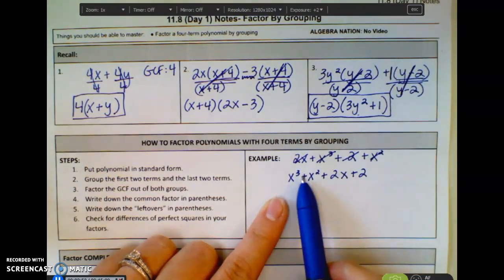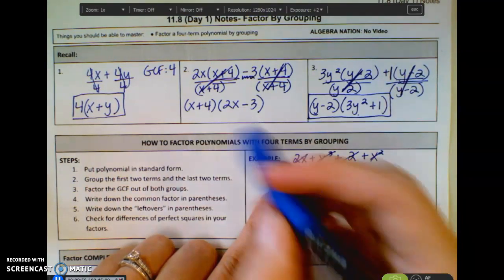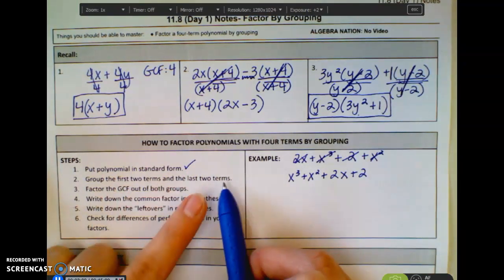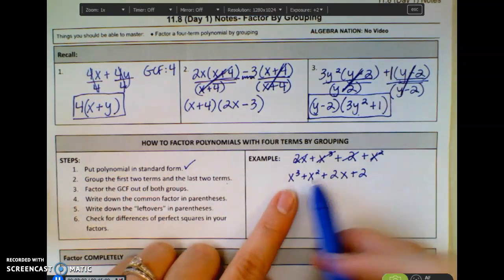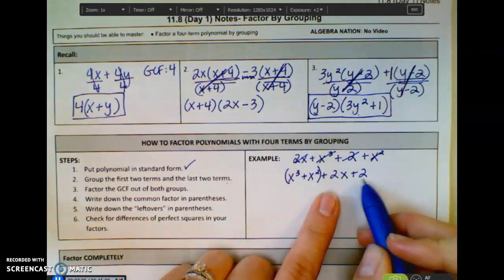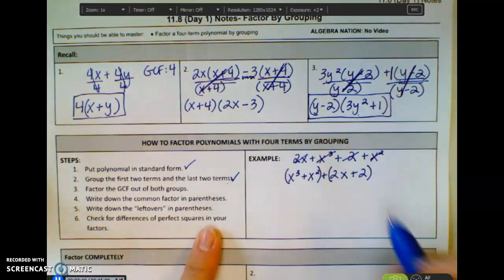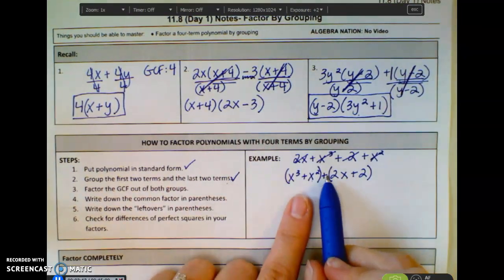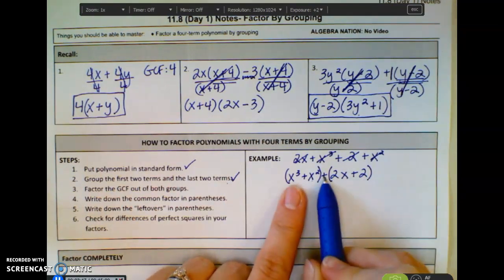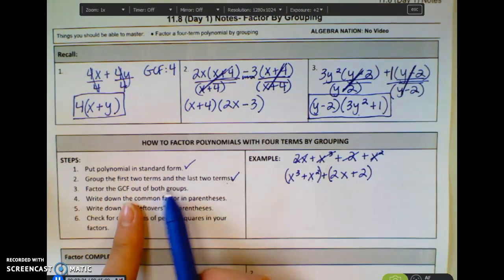Remember, standard form means we have the highest degree first. So we must have standard form. Well, that's good. Next one, group the first two terms and the last two terms. So x cubed and x squared, we're going to group them together. Then 2x and 2, we're going to group them together. So that one is done. Notice here that we are still adding these, so we're not multiplying these two sets of parentheses. We are still adding.